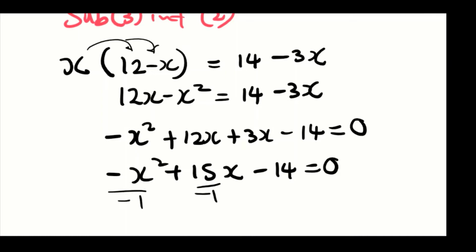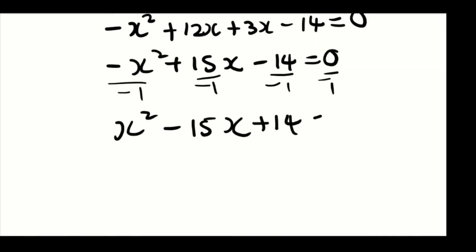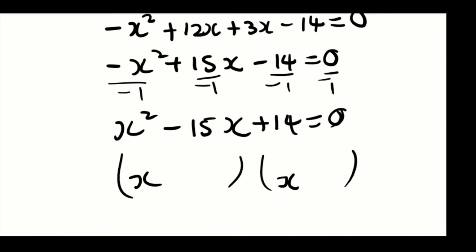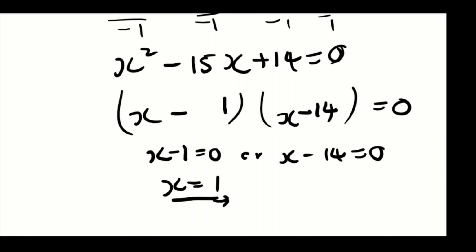Divide by negative one both sides. And then we will have x squared minus 15x plus 14 being equals to 0, right? So we're going to factorize this problem here. So it's going to be x, and then factors of 14 such that they give us the middle term. It's 14 and 1, have to be negative both sides, and then we equate to 0. So x minus 1 is equals to 0, or x minus 14 equals to 0. x is equals to 1, or x is equals to 14. So these are your solutions of x.